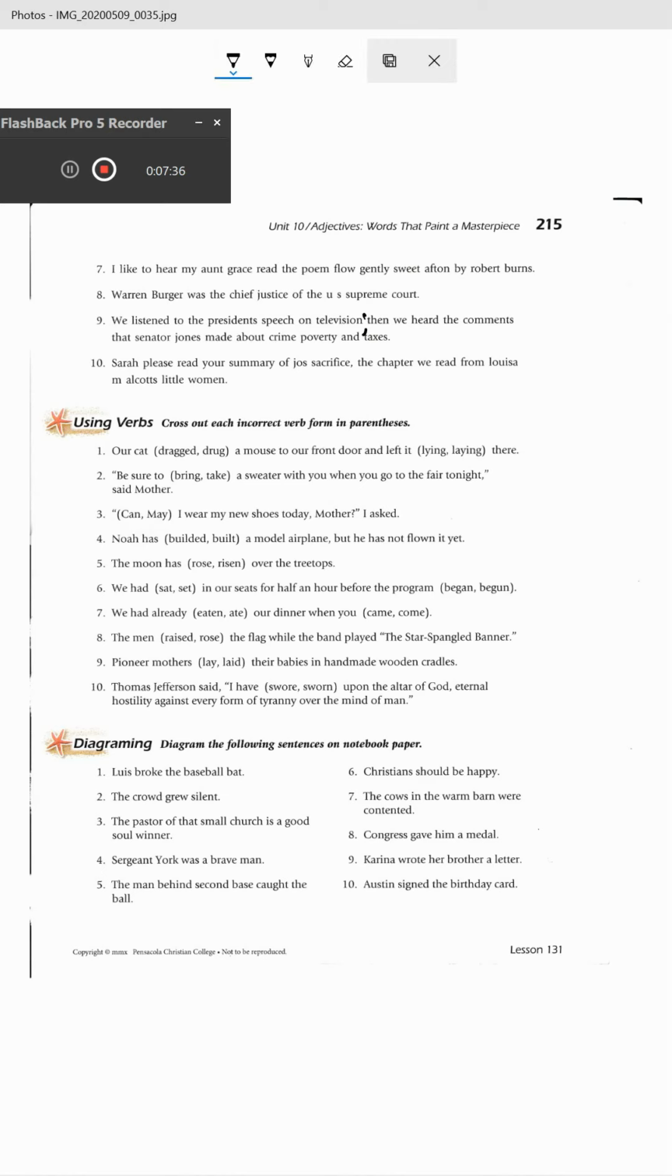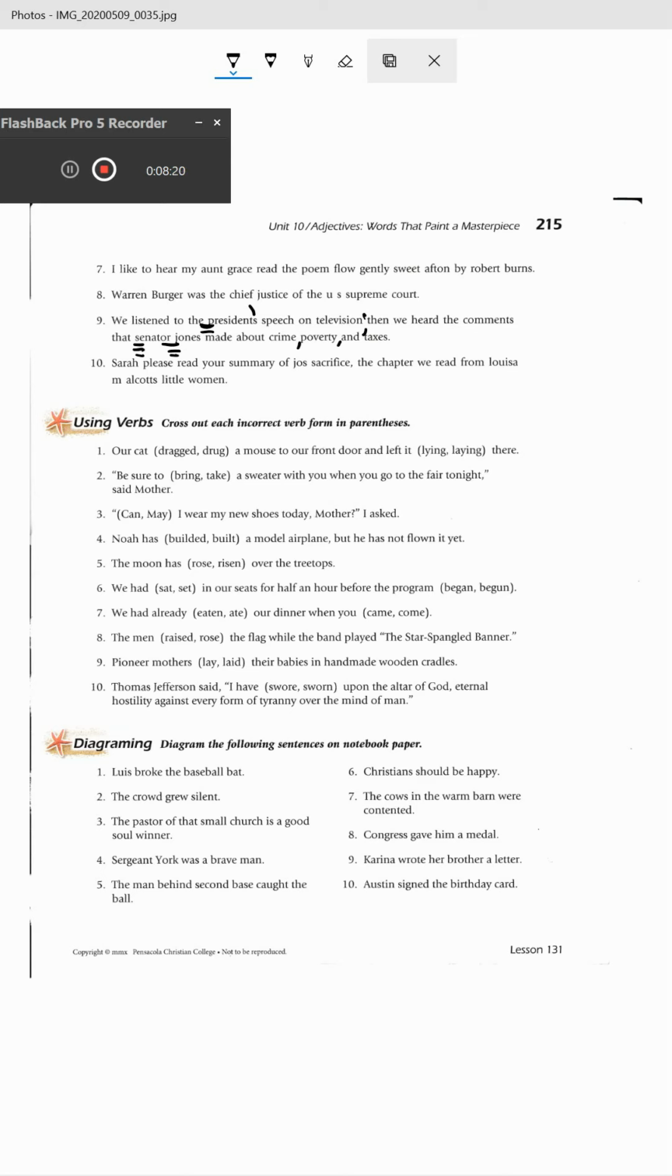All right. We listened to the president's speech. There's a possessive on the television. You are referring to the president as that's his name, so here we better capitalize that. And then we heard the comments that Senator Jones, now here you're saying his name, so you definitely capitalize. If we had said the senator, I think we would have still capitalized that. All right, made about crime. Oh, we have a list of things, crime, poverty, and taxes, so let's put commas.